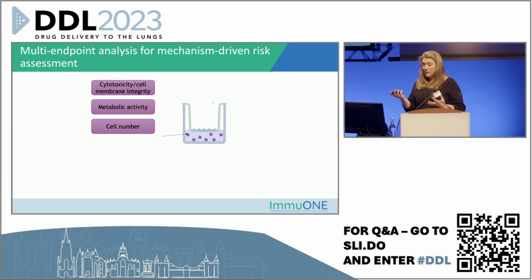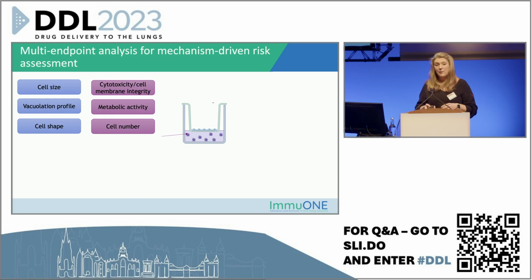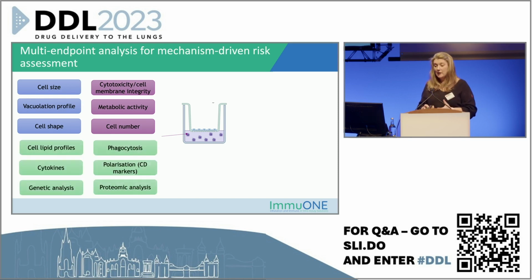This is an example where we use macrophage cells with epithelial cells. From the macrophage, you can really understand what the toxicity is, what its effect on the metabolism is, what the morphological changes within that cell are, and what the biochemical changes within that cell are.